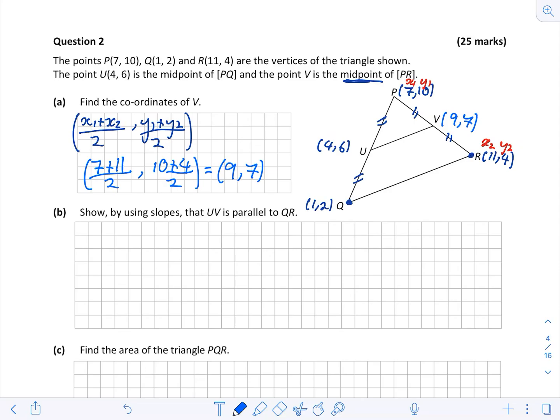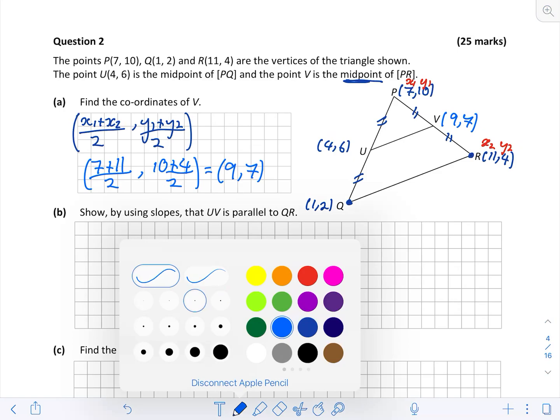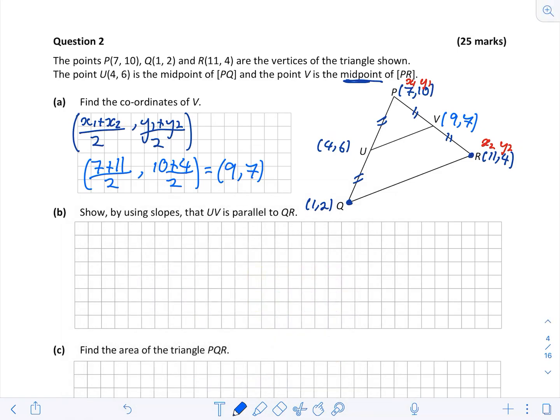Show by using slopes that UV is parallel to QR. Okay, I might just make my pen a bit smaller now. Okay, show by using slopes that UV is parallel to QR. So slopes, so that's going to be m is equal to y2 minus y1 over x2 minus x1. So I'm going to call this guy here x1, y1, x2, y2, and I'm going to get rid of these guys here. We don't need them anymore, they only confuse us.